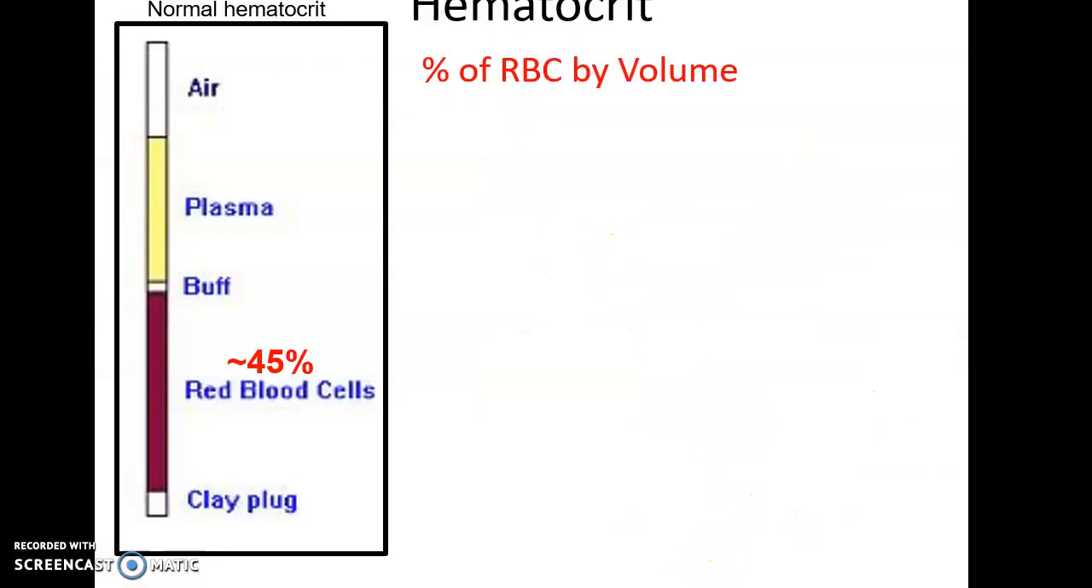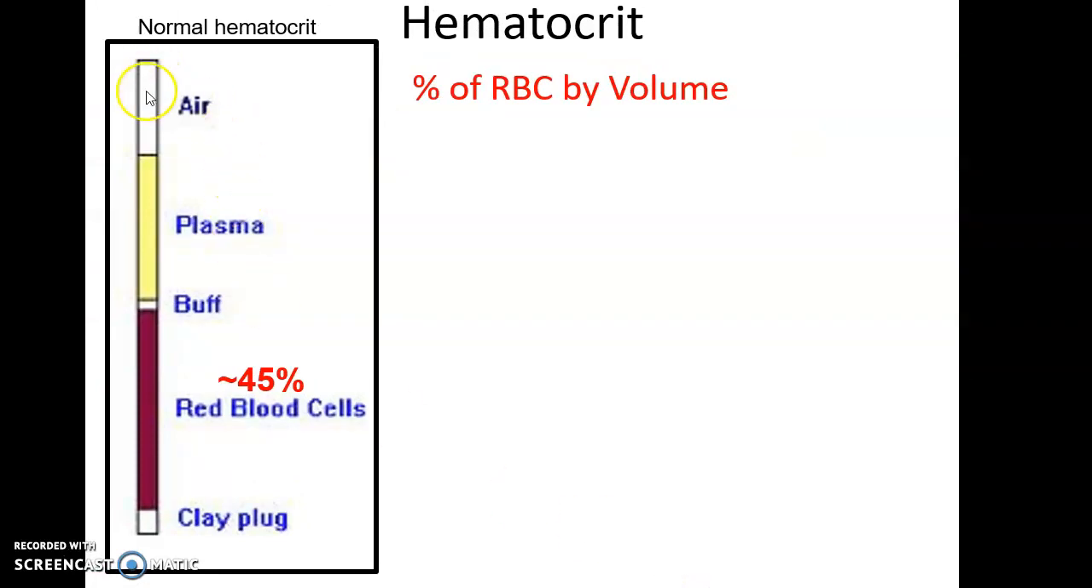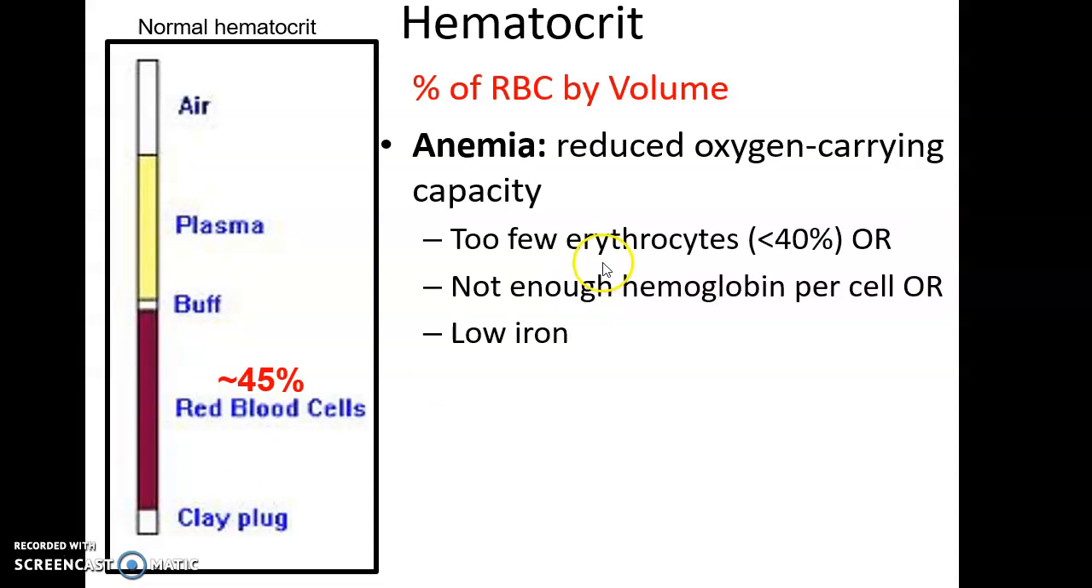So when you look at blood, you can spin it down really fast in a centrifuge, and you see that about 55% of it is blood plasma and about 45% are the erythrocytes. And the percentage of blood volume that is erythrocytes, that's the hematocrit. So around 45% is the normal hematocrit.